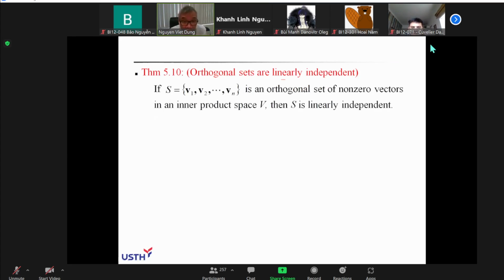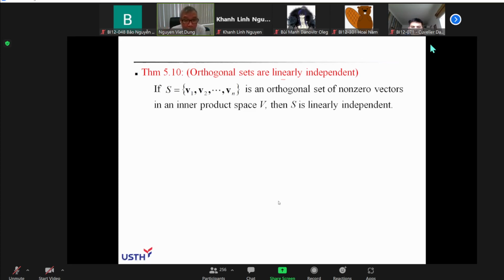The next one is a very interesting property of orthogonal sets. Suppose that S is an orthogonal set of vectors inside inner product space V. But more than that, suppose that all vectors inside S are non-zero. None of the Vi is a zero vector. Then S must be linearly independent. In other words, an orthogonal set of non-zero vectors is always linearly independent.